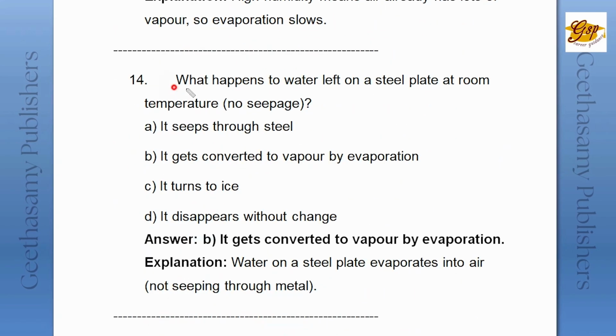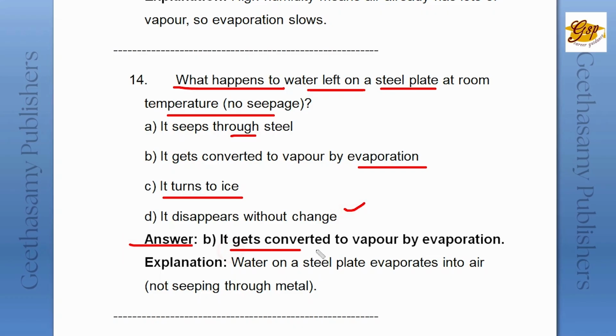14th question. What happens to water left on a steel plate at room temperature, with no seepage? It seeps through the steel, it gets converted into vapor by evaporation, it turns into ice, or it remains without change? The answer is it gets converted into vapor by evaporation. Water on the steel plate evaporates into air, not seeping through the metal.